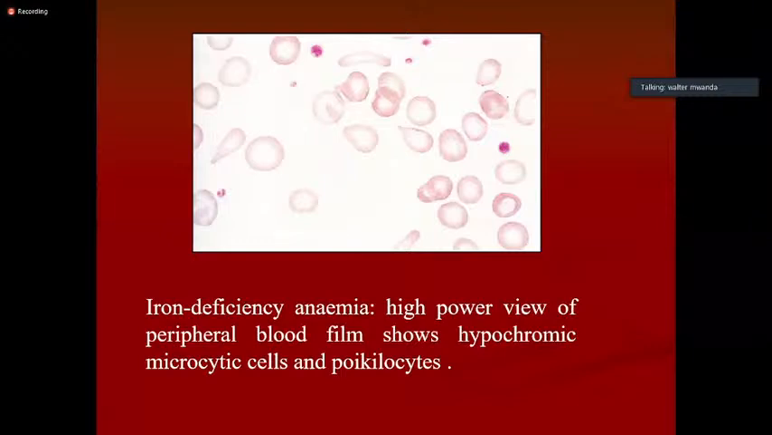These are due to the severity. These are due to the cause of microcytosis. I repeat, these are largely due to the causes of this particular microcytosis.